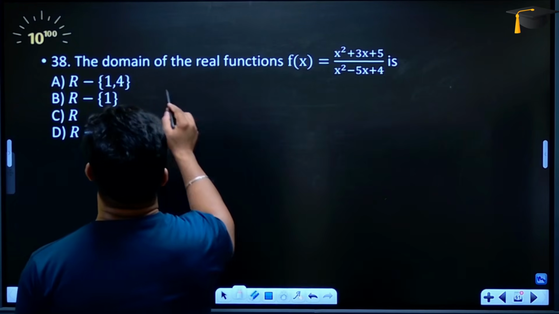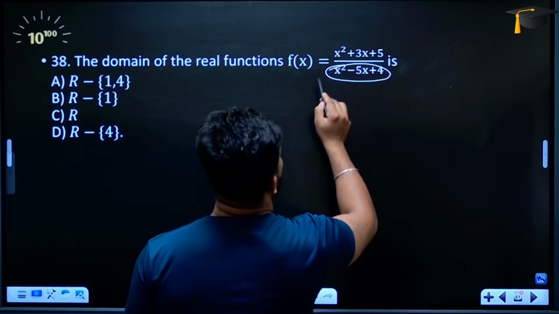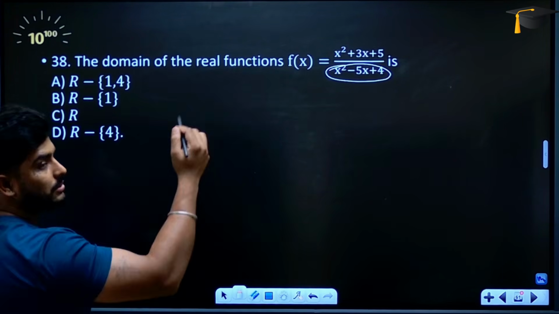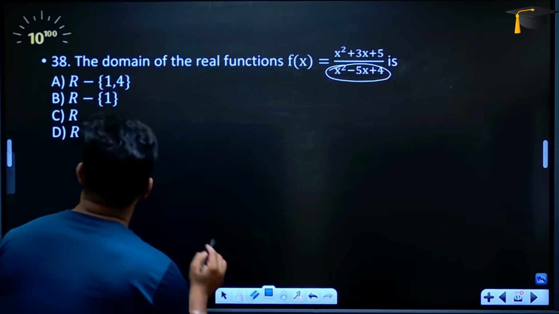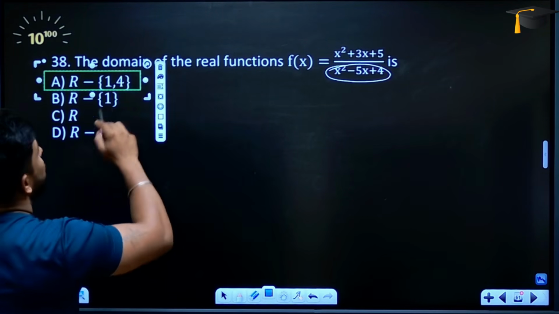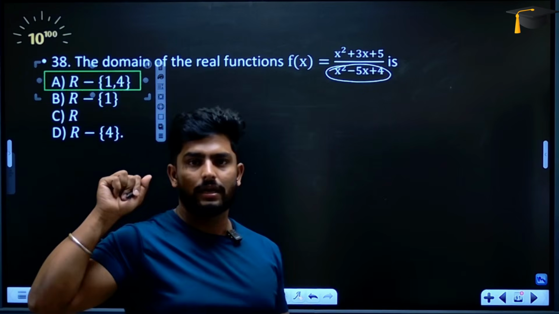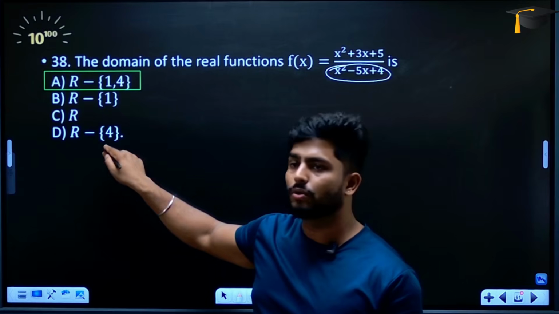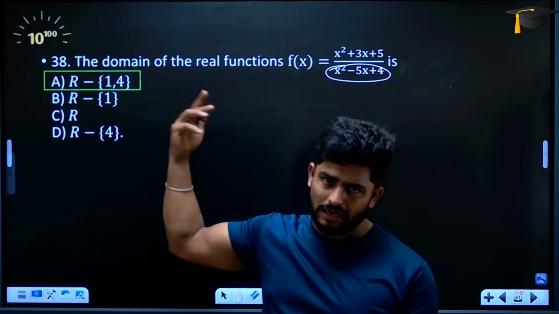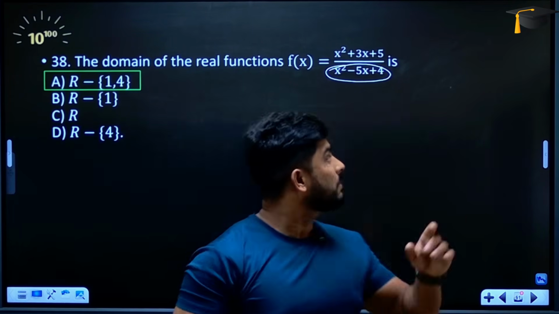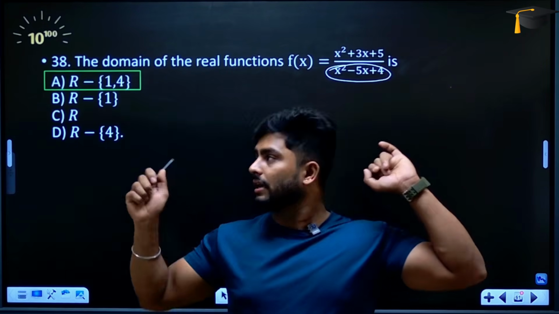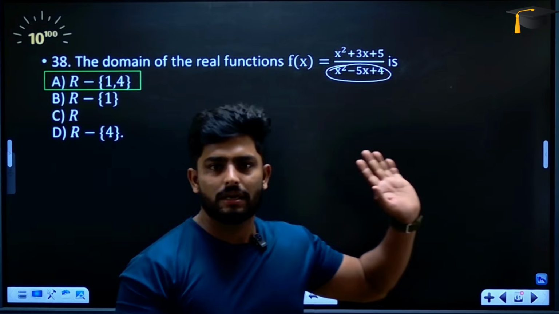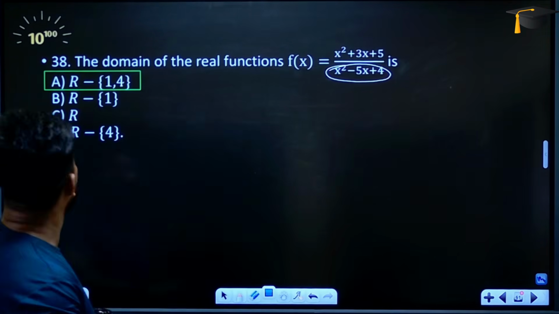Now the domain of the function: find the roots. A quadratic equation has 2 roots, and 1 and 4 are the roots. So the domain is all real numbers except those roots, 1 and 4. If I put x equal to 1 or x equal to 4, the denominator becomes 0, so those cannot be inputs. So option A is the right answer.